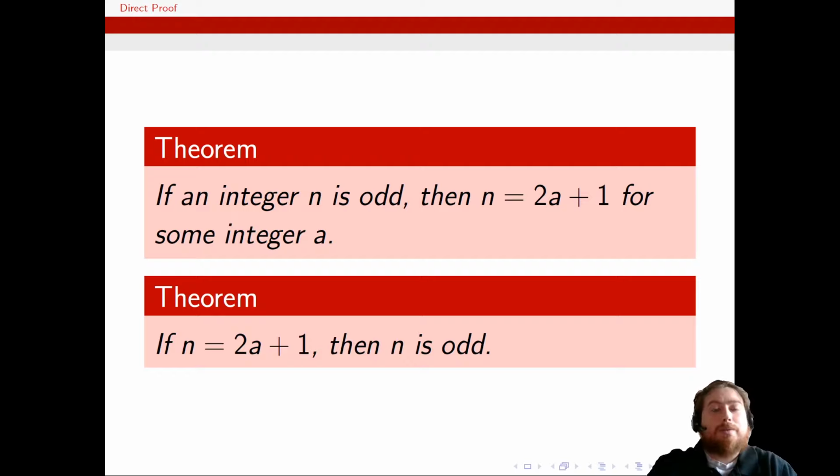And so what I want to prove is that if an integer n is odd, then n equals 2a plus 1 for some integer a. And the second theorem here is the reverse, that if n equals 2a plus 1, then n is odd.